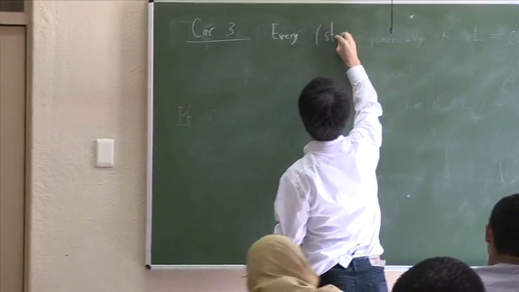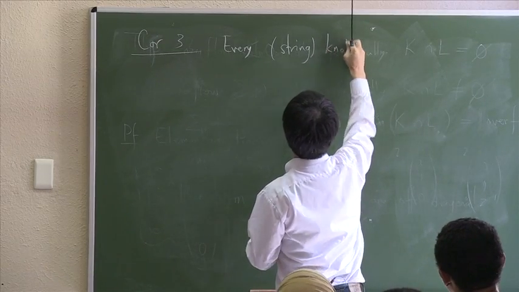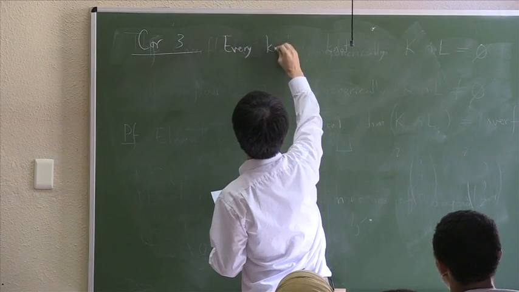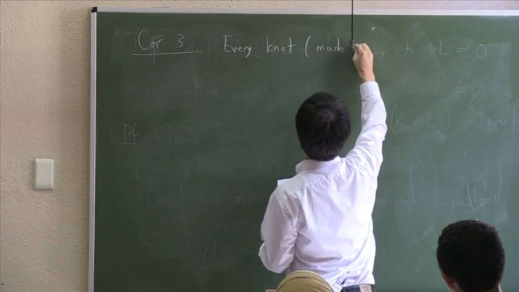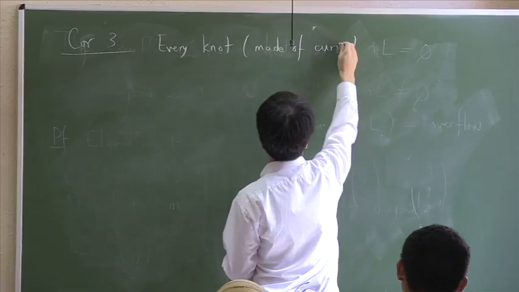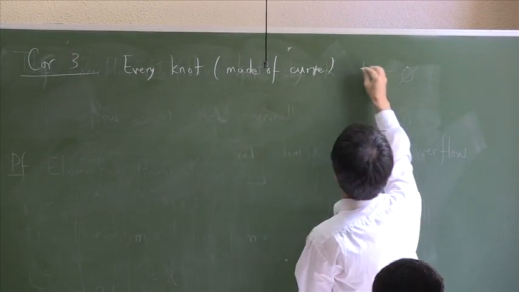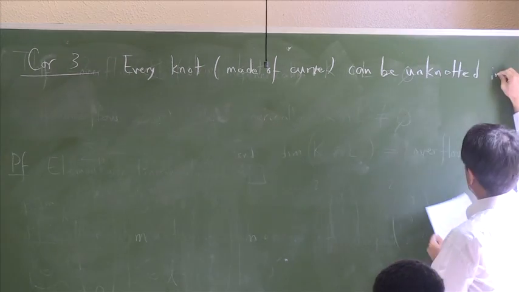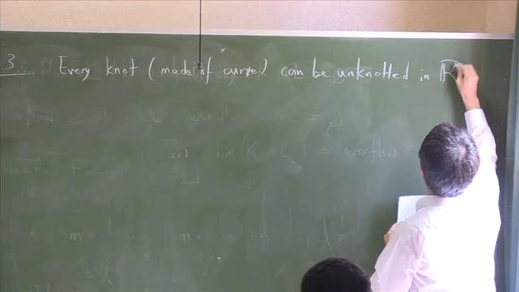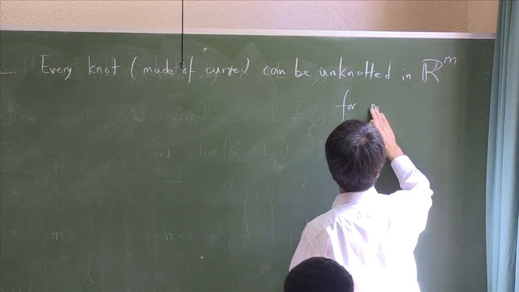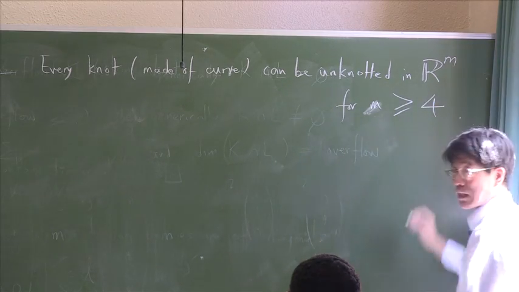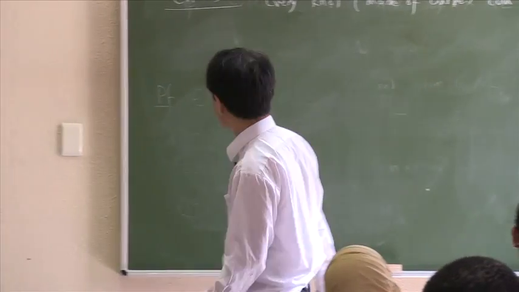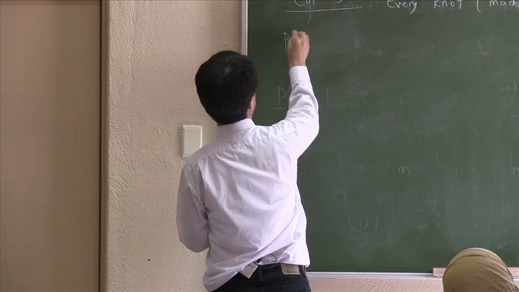So every string knot, made of a curve, can be unknotted in R^m for all m from 4 dimensions and above. In 3D, you cannot. That's why we have all those knots in our space, but in higher dimensions, they can all be unknotted. And the proof is very easy.